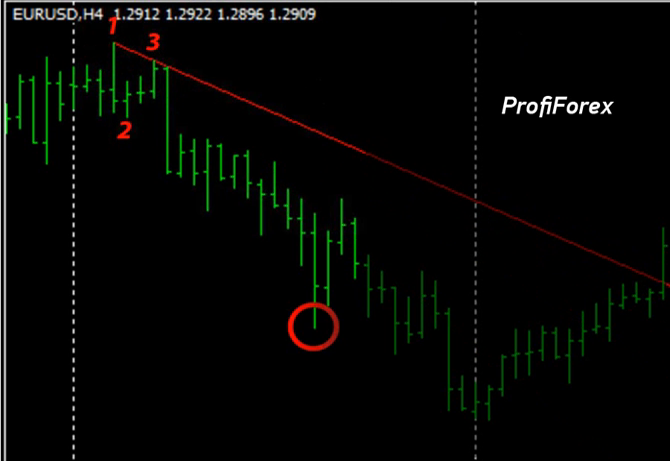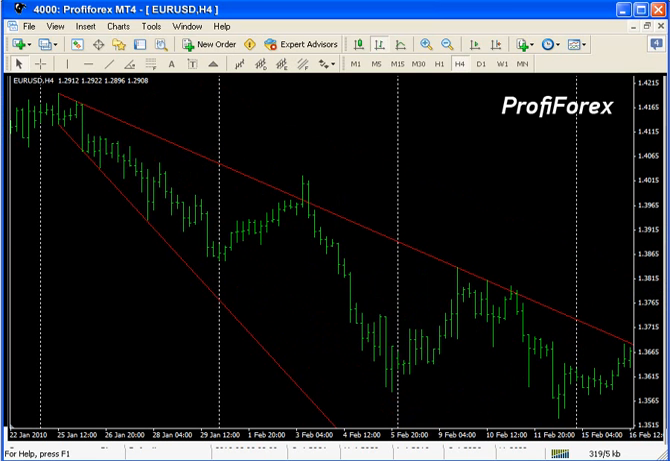If a rollback occurs, we can place the number 4 and draw the second line. Now we have the price channel and can assume that the price will move within that channel. Accordingly, we have support and resistance lines.